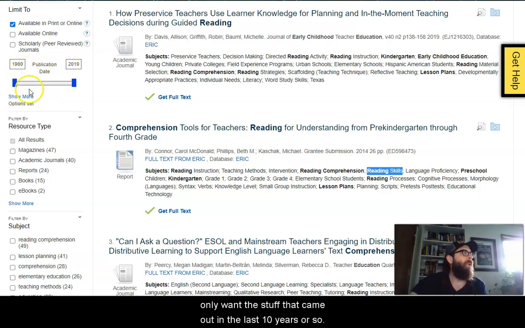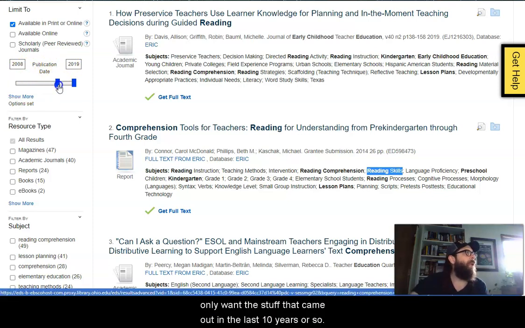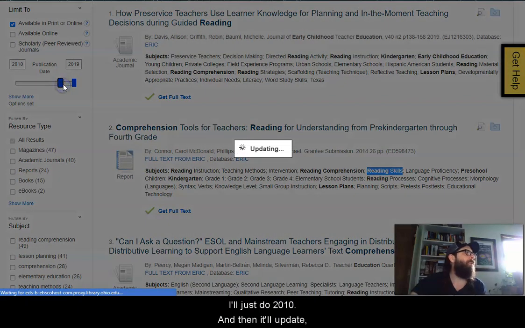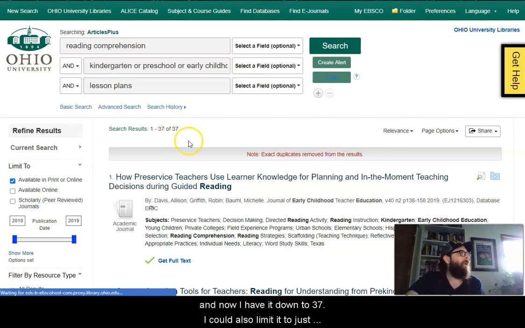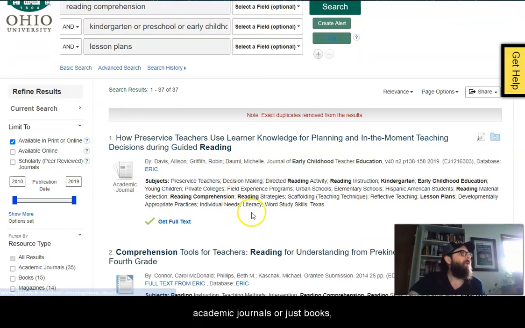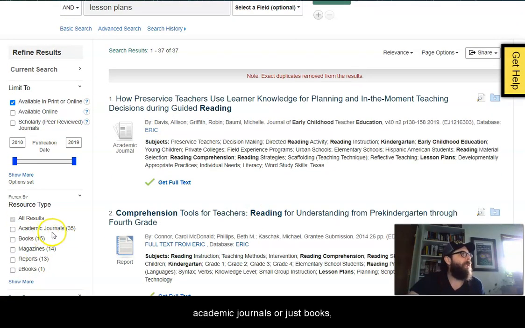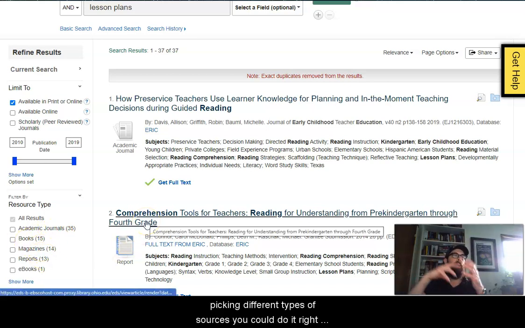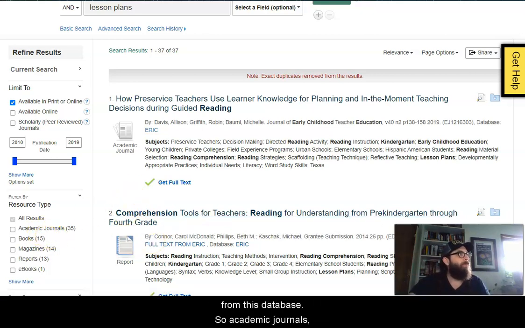So if I really only want the stuff that came out in the last 10 years or so, I'll just do 2010. And then it'll update, and now I have it down to 37. I could also limit it to just academic journals or just books. So again, as you're triangulating and picking different types of sources, you could do it right from this database. So academic journals, maybe a book on how to teach reading at the K through 6 level, something like that.